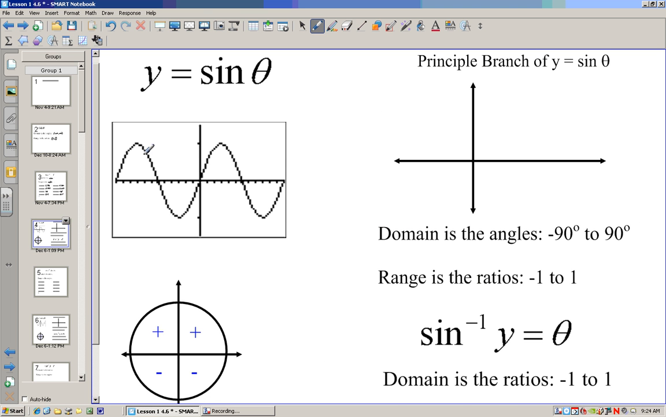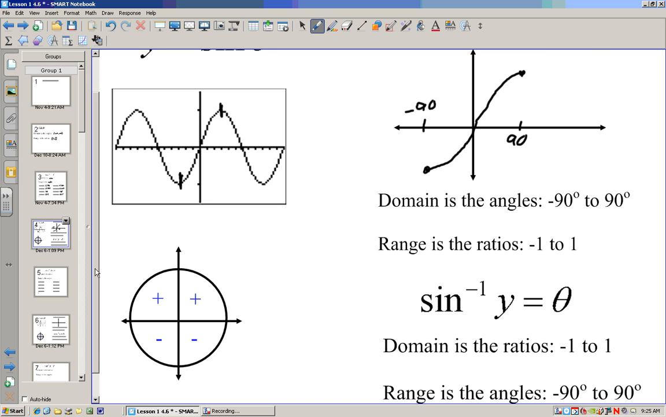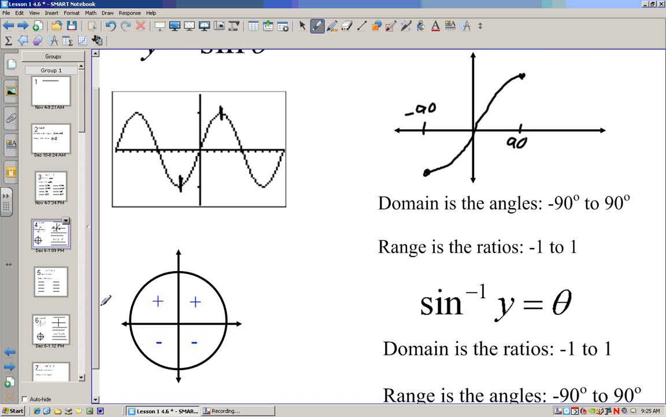So we know the sine function looks like this, but the principal branch, the one that we'll use for the inverse sine, only goes from negative 90 to 90. So the principal branch of sine looks like this, from negative 90 to 90. Because when we're doing the inverse, that inverse has to be a function. And if we continue this, it will no longer be an invertible function.